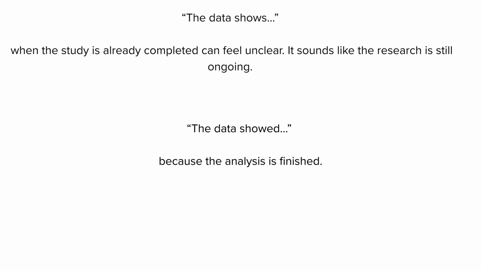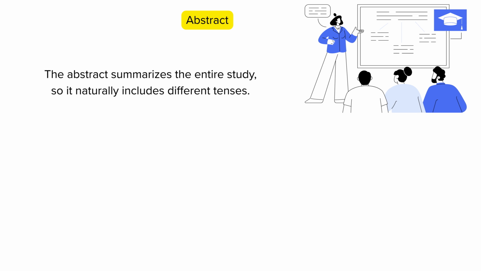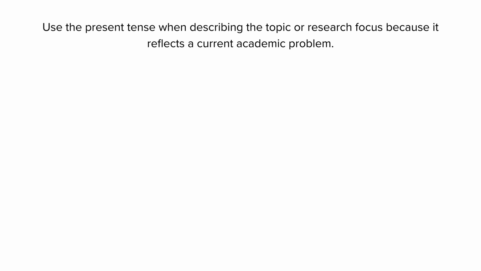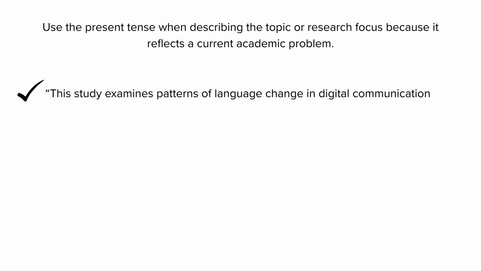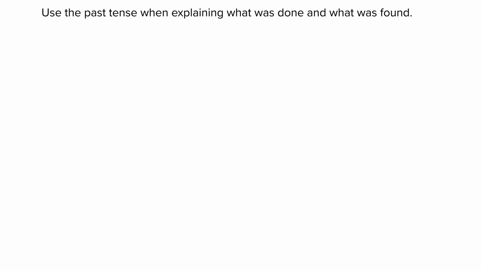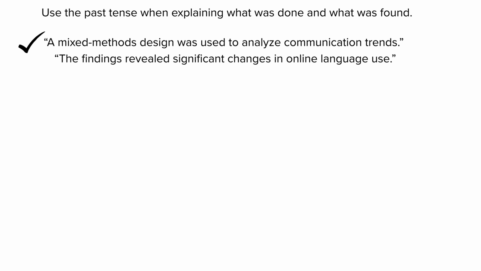Because the analysis is finished. Abstract: the abstract summarizes the entire study, so it naturally includes different tenses. Use the present tense when describing the topic or research focus because it reflects a current academic problem. Example: this study examines patterns of language change in digital communication. Avoid: this study examined patterns, unless focusing only on past framing, which can feel less direct in abstracts. Use the past tense when explaining what was done and what was found. Examples: a mixed methods design was used to analyze communication trends. The findings revealed significant changes in online language use.